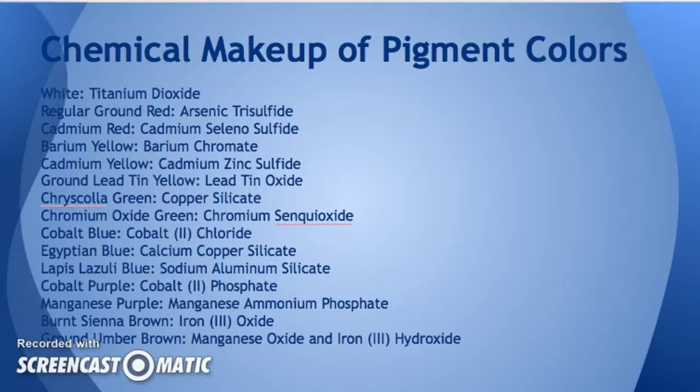Cobalt blue is made up of cobalt(II) chloride. Cobalt purple is made up of cobalt(II) phosphate. Burnt sienna brown is made up of iron(III) oxide.